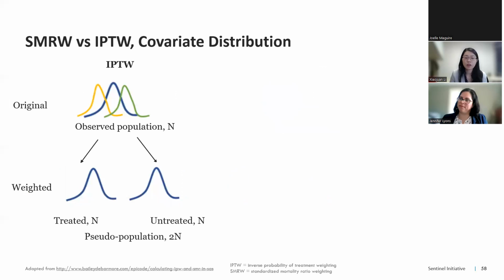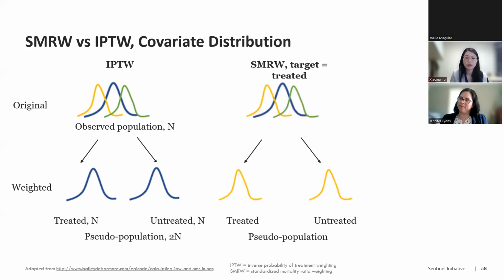And the distribution of the covariates also differs. So with inverse probability of treatment weighting, the distribution of the covariates in each of the exposure groups in the pseudo population will be similar to the distribution in the population, which is the standard. But when the target is the treated group in SMR weighting, the covariate distribution in both treatment groups after weighting using these weights will be similar to the covariate distribution in the treated.